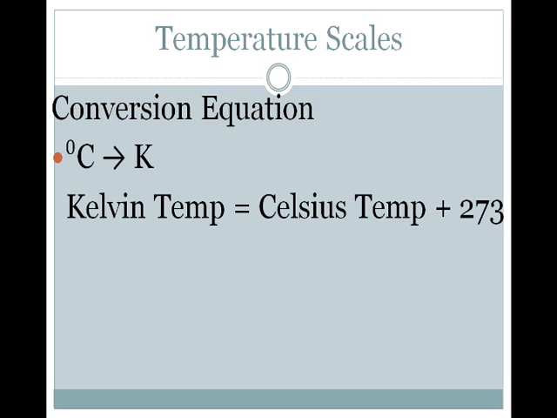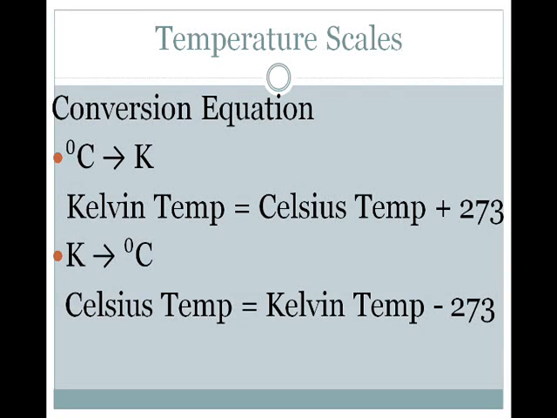Now, let's look at the conversion equation. If you have Celsius and you need to go to Kelvin, you simply add 273 to the Celsius temperature. If you have Kelvin and you need to go to Celsius, you take the Kelvin temperature, subtract 273, and it gives you Celsius. Now, obviously, if you'll notice, you can't go straight from Fahrenheit to Kelvin.